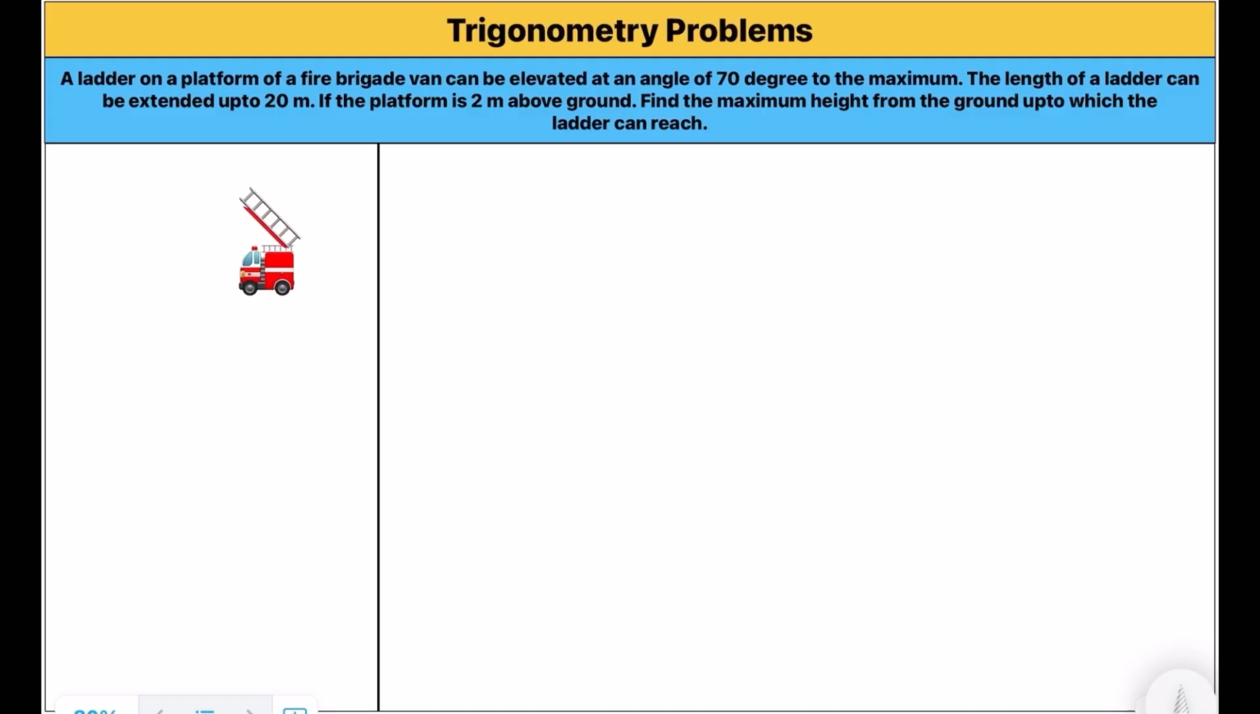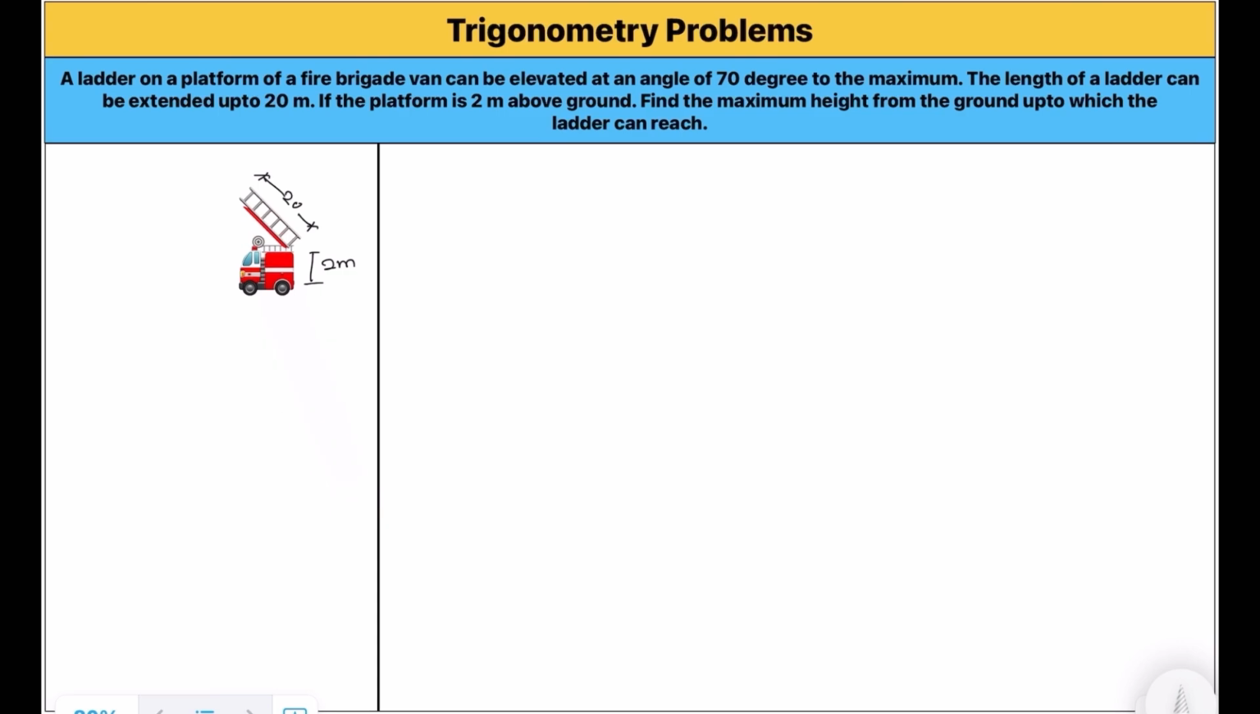So this is a fire brigade vehicle. The ladder on top of the vehicle can be elevated at an angle. Angle is given as 70 degrees. And the maximum length the ladder can be extended is up to 20 meters. And the height of the fire brigade vehicle is 2 meters. And the angle with which the ladder can be extended is 70 degrees.